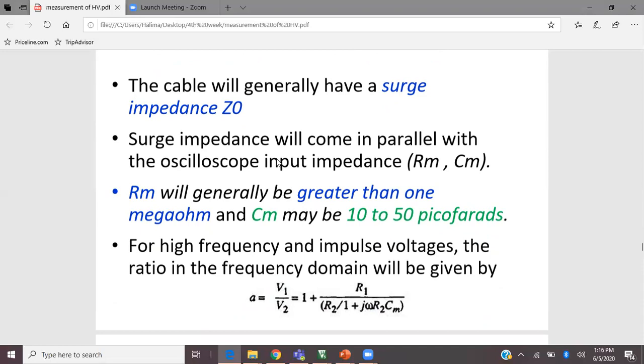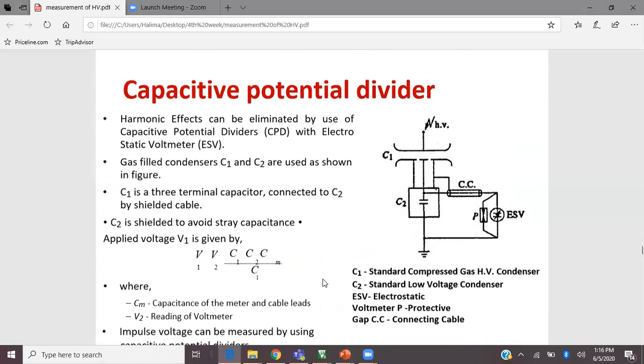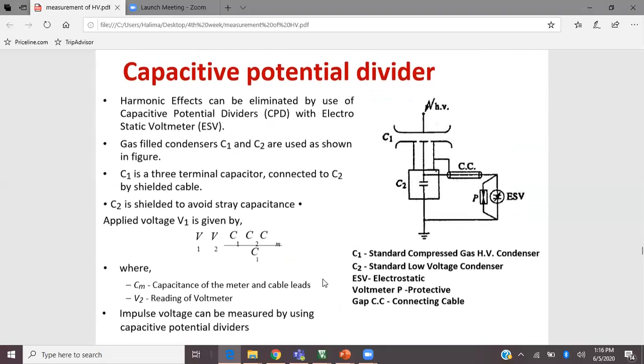And if we talk about high frequency and impulse voltages, the ratio in the frequency domain can be calculated with the help of this formula. Similarly, there can be a capacitive potential divider as well, because the harmonic effects can be eliminated with the help of the capacitive potential divider with some electrostatic voltmeter. So here you are using a capacitive potential divider.